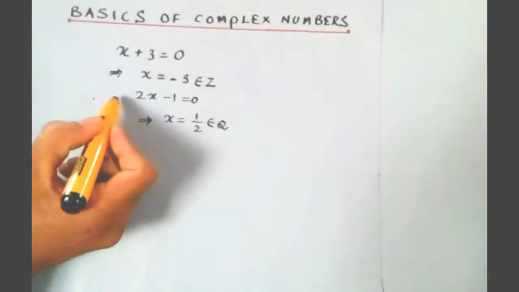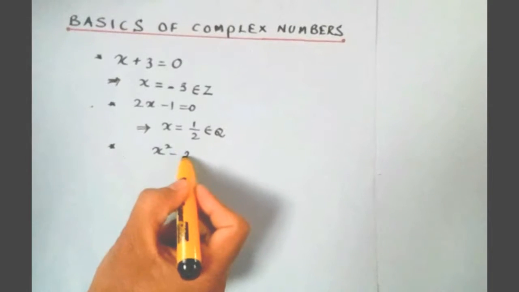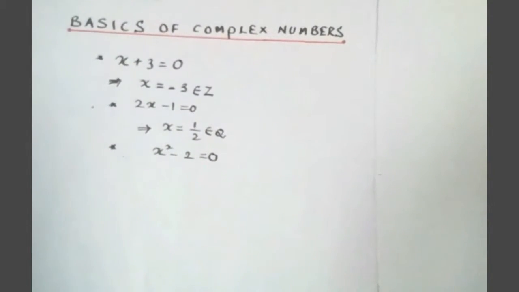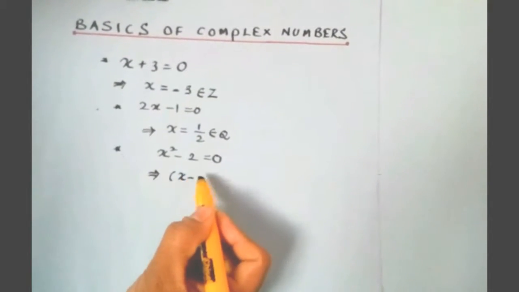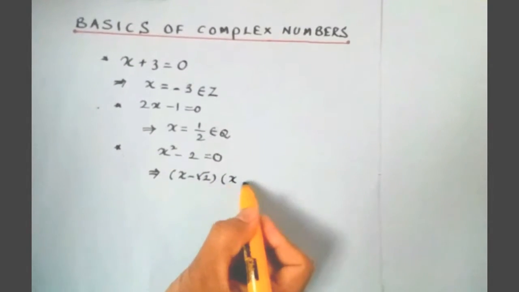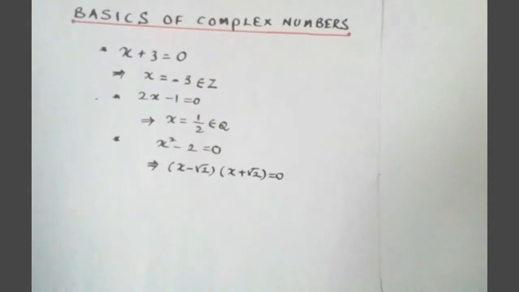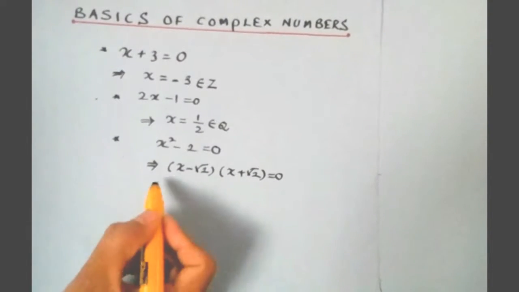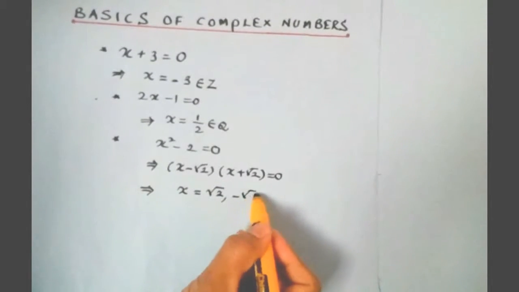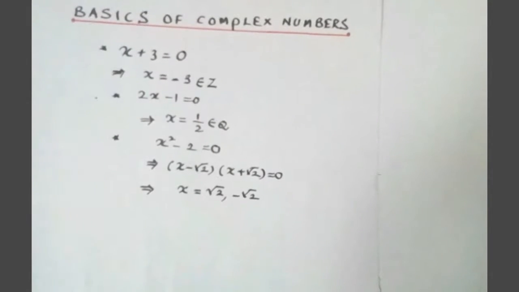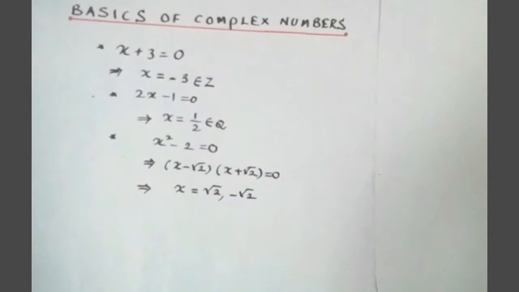Now if I see one more example, consider this equation x squared minus 2 equals 0, which is obviously a quadratic equation. If I solve by using the factorization method, I can write this as (x minus root 2) into (x plus root 2) equals 0. Of course, a basic simple identity, a squared minus b squared is equal to (a minus b) into (a plus b). From this, I can get the values of x: root 2 and minus root 2. Here root 2 and minus root 2 are not integers, and they are not rational numbers, but these particular numbers are called what?